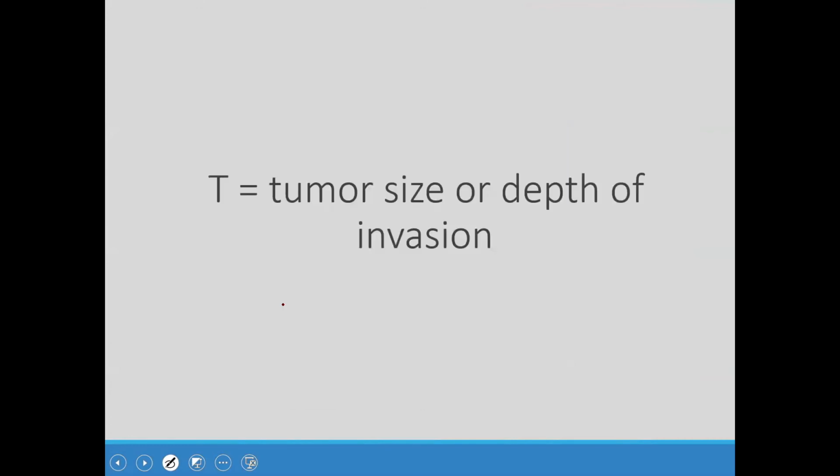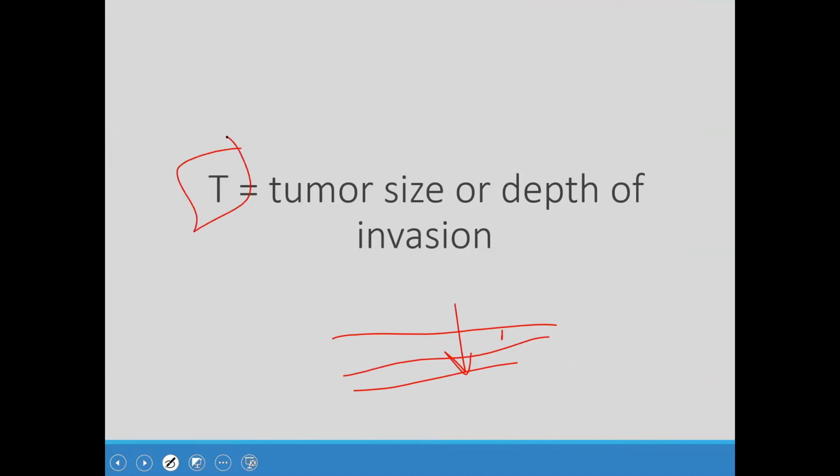T is usually going to be based on tumor size or depth of invasion. So if you have a solid organ, for example, in the case of breast, let's say that's a cancer there, you're going to ask how big the tumor is. And so it's going to be based on size. Whereas if you have an organ like the bladder, then you're going to determine how deep that tumor invades into the bladder wall.